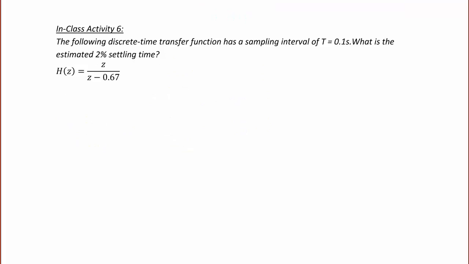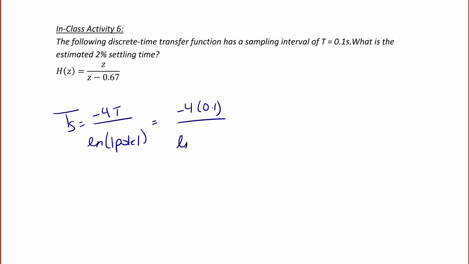For the following discrete time transfer function, there is a sampling interval of t equal to 0.1. What is the estimated 2% settling time? Once again, we have a 0 at the origin and a pole at 0.67. So the settling time is negative 4 times t over the natural log of the magnitude of the pole. So that's negative 4 times 0.1 over the natural log of 0.67. So the settling time is 998.81 milliseconds.